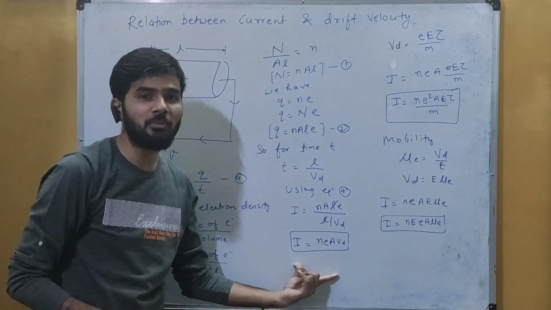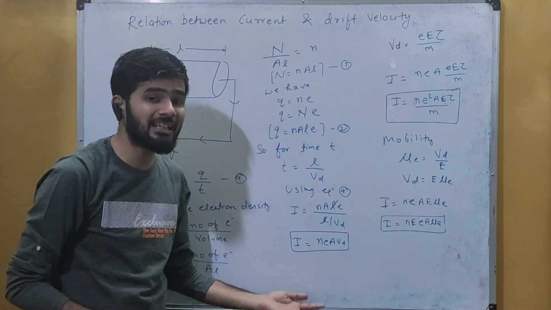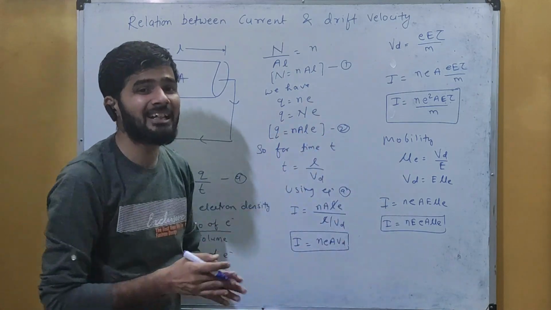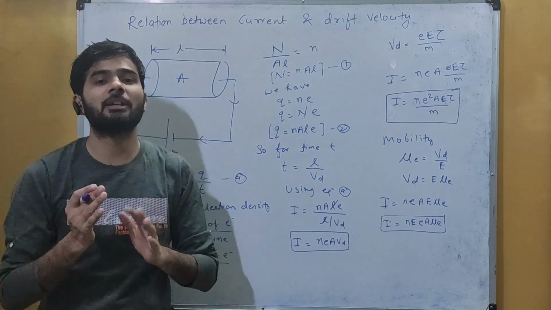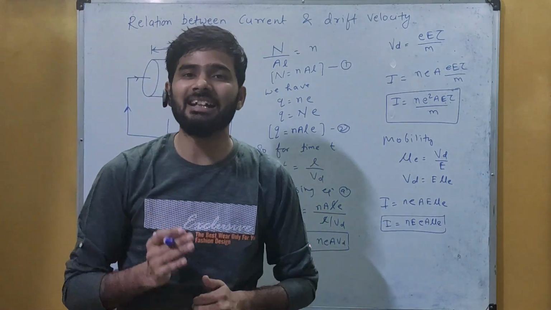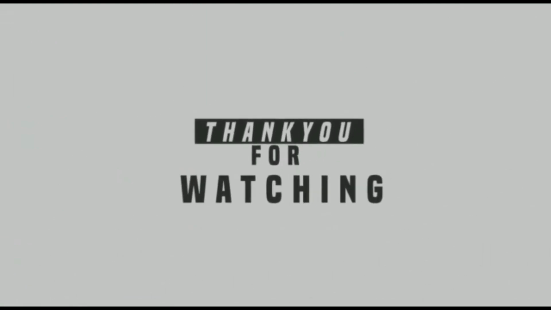If you know the basic formula, that is the relation between I and Vd, then from that you can find the different relations. So this is the expression for the relation between electric current and the drift velocity.